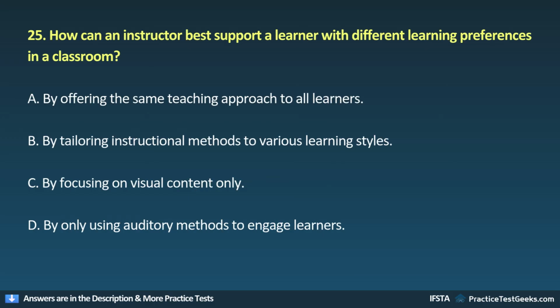25. How can an instructor best support a learner with different learning preferences in a classroom? A. By offering the same teaching approach to all learners. B. By tailoring instructional methods to various learning styles. C. By focusing on visual content only. D. By only using auditory methods to engage learners.